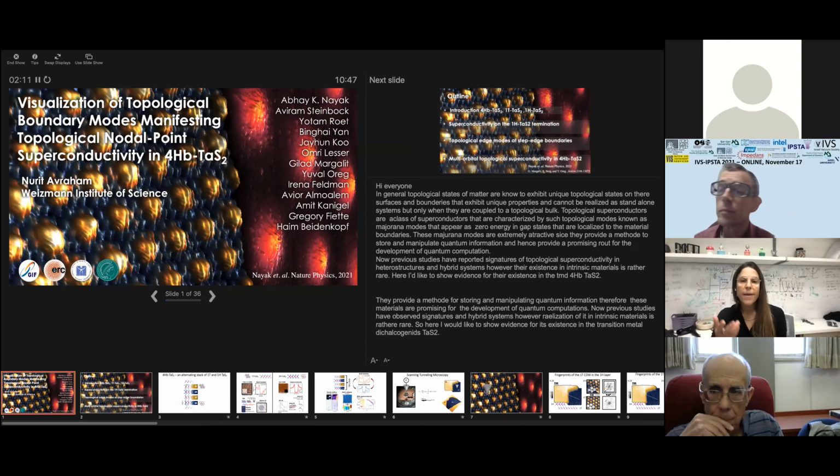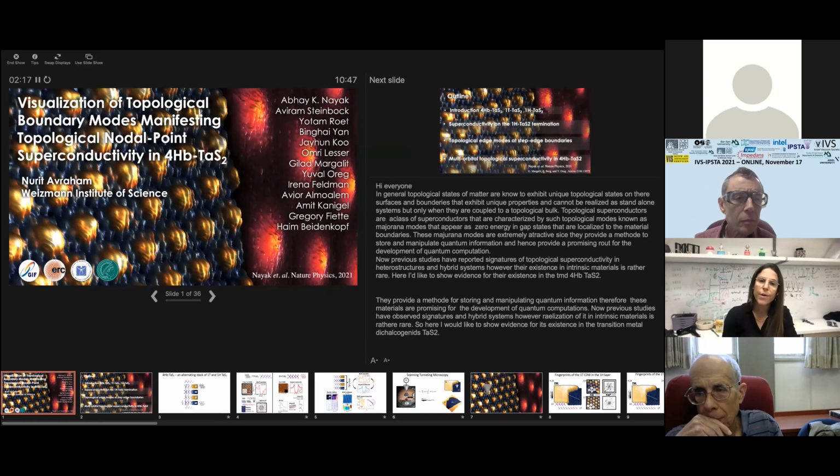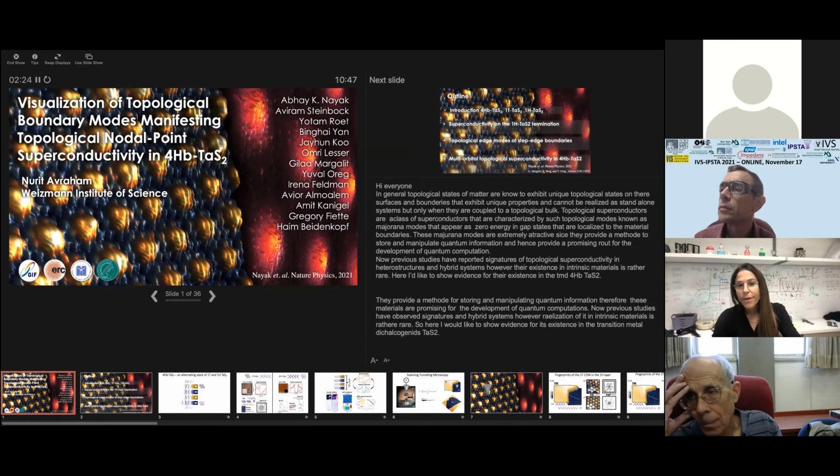Now, previous studies found evidence for topological superconductivity mostly in heterostructures and hybrid systems, but finding it in an intrinsic material is relatively rare. So here I'm showing you evidence for topological superconductivity in the TMD 4Hb tantalum disulfide.